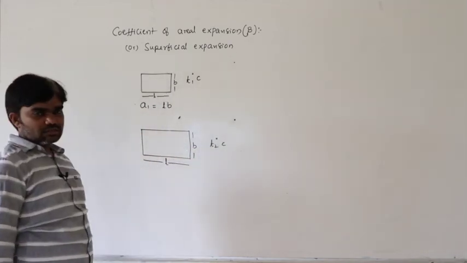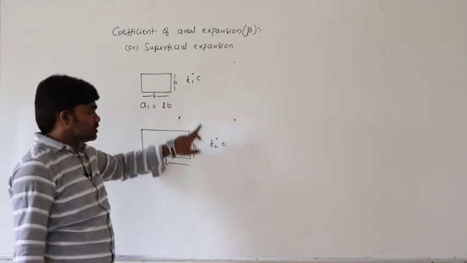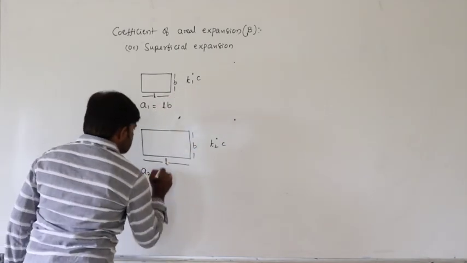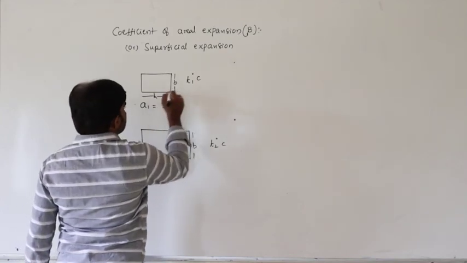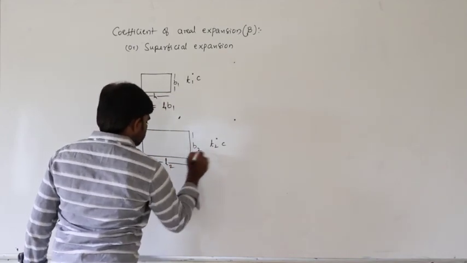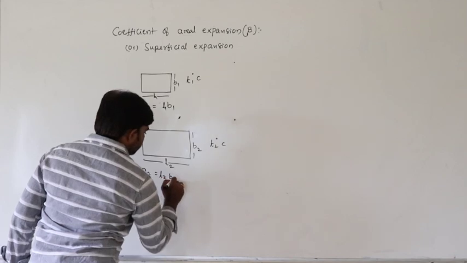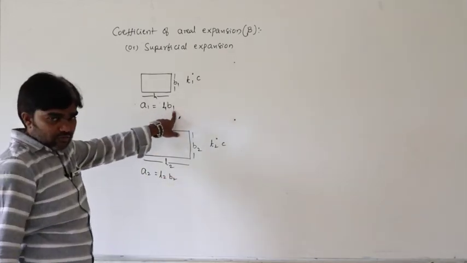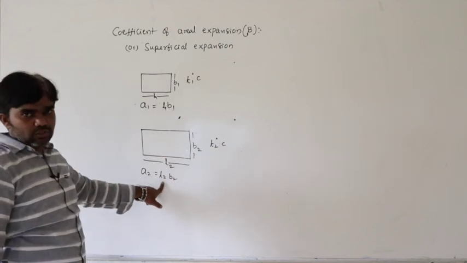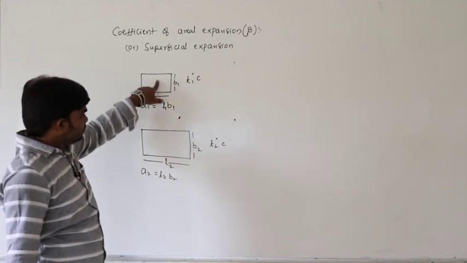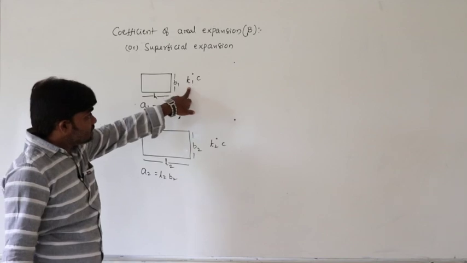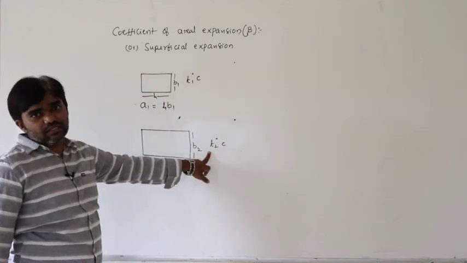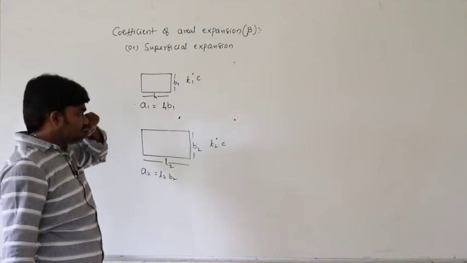Temperature increases from T1 degree Celsius to T2 degree Celsius, and the final area is, let us say, L2 B2. A1 is equal to L1 B1, A2 is equal to L2 B2. So this is length and breadth at a temperature T1 degree Celsius and this is length and breadth at a temperature T2 degree Celsius. So this is the situation now.